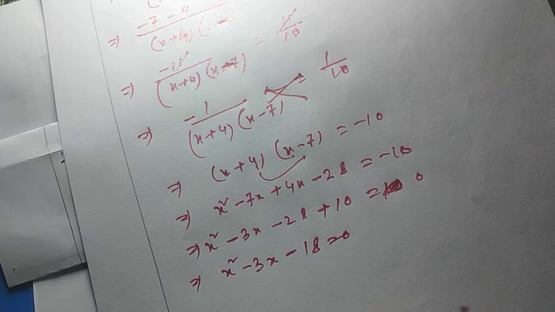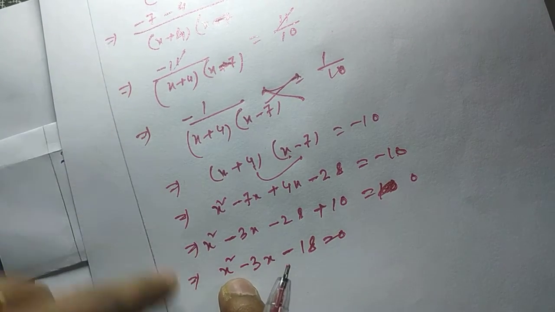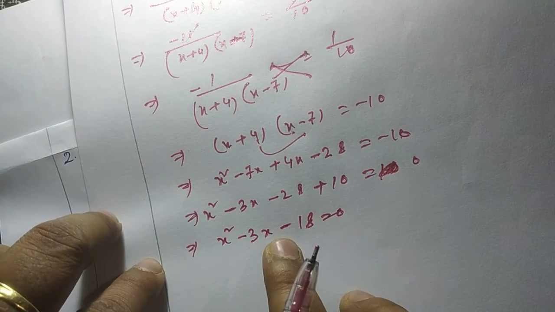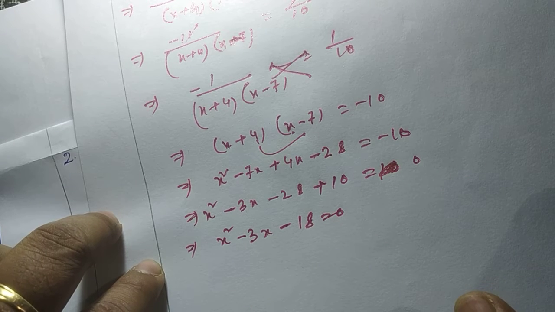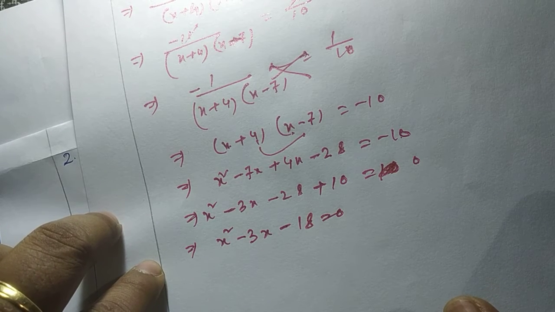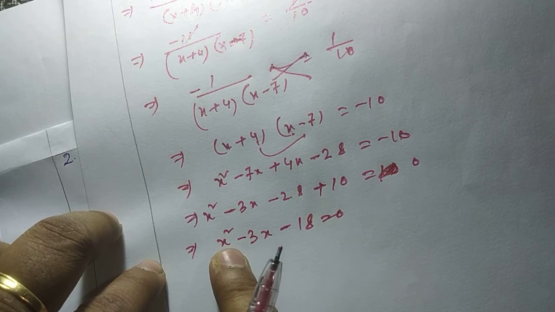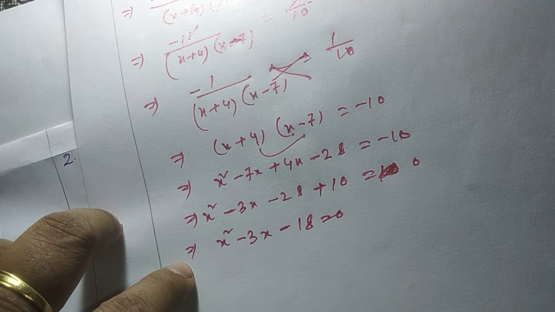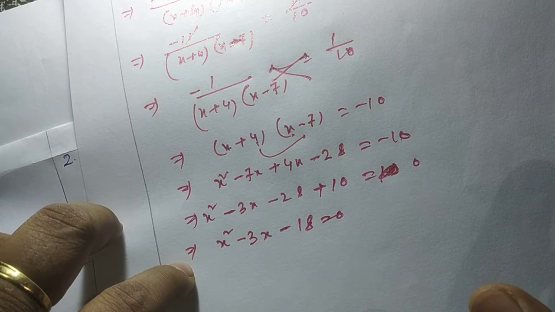Understood or not? So ultimately we got one quadratic equation after so many steps. What is that? x square minus 3x minus 18 equal to 0. Now we have to find the roots of this equation. Here we can follow any method as your own, but I am suggesting you first try for factorization. If it is factorizable, then you can follow factorization, otherwise follow the quadratic formula.